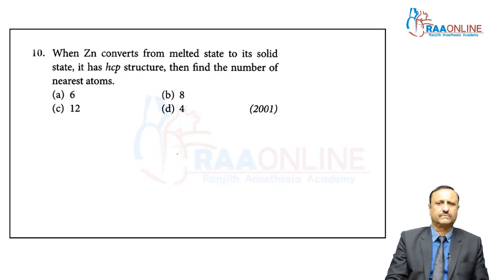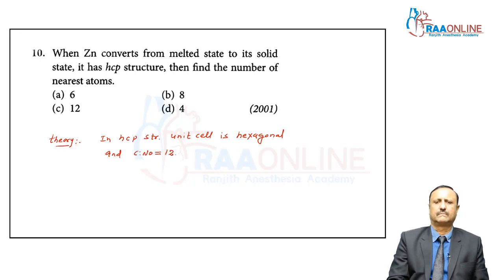When zinc converts from its melted state to its solid state, it has an HCP structure. Then find the number of nearest atoms. My dear students, in the HCP structure, the unit cell is hexagonal and the coordination number is 12. So your answer is C. Number 10, you get answer C.